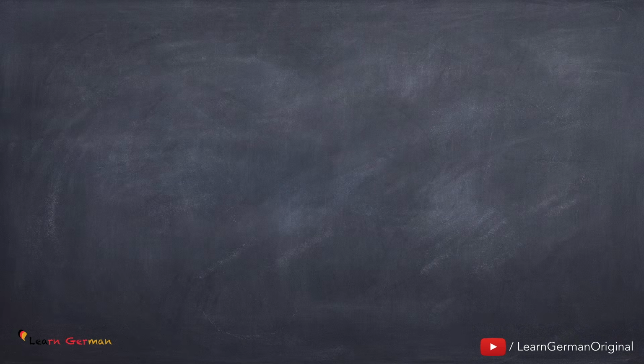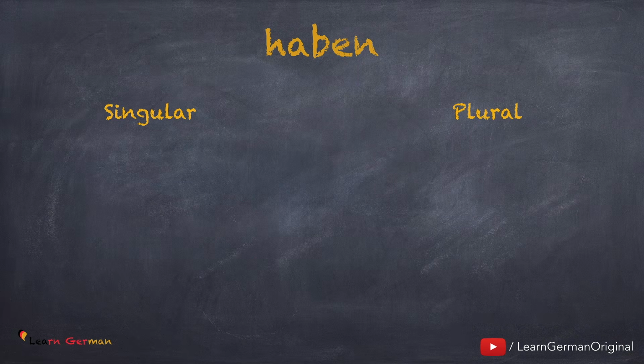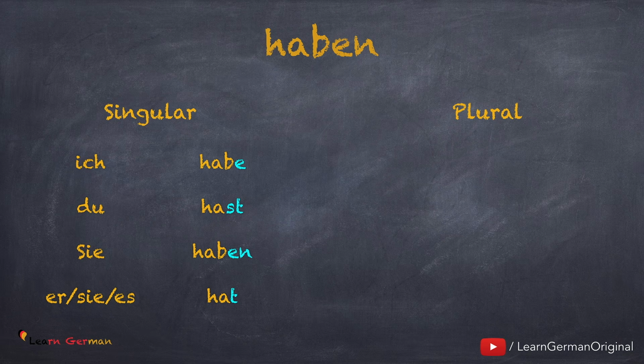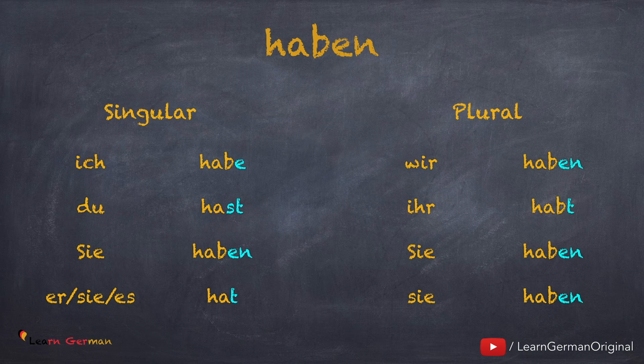Before we move on to the exercise, let's go through the conjugations once again. Haben. Ich habe. Du hast. Sie haben. Sie es hat. Wir haben. Ihr habt. Sie haben.